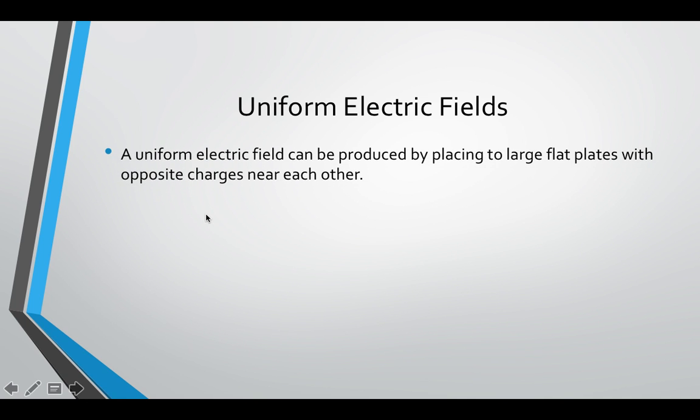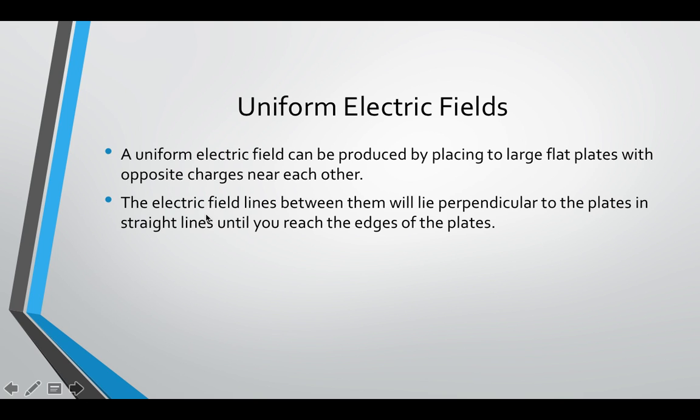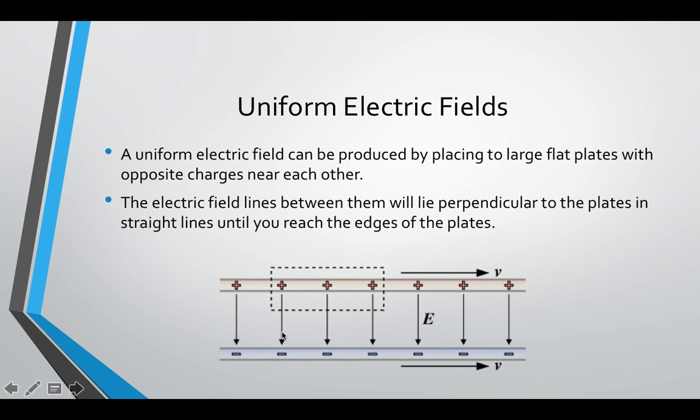Okay, the best way to do this is by placing two large flat plates with opposite charges near each other. So that's one large plate that's positively charged and one large plate that's negatively charged, parallel and very close to each other. Okay. In this case, the electric field lines between them are perpendicular to the plates in straight lines, and the strength of the electric field is even all along these lines.